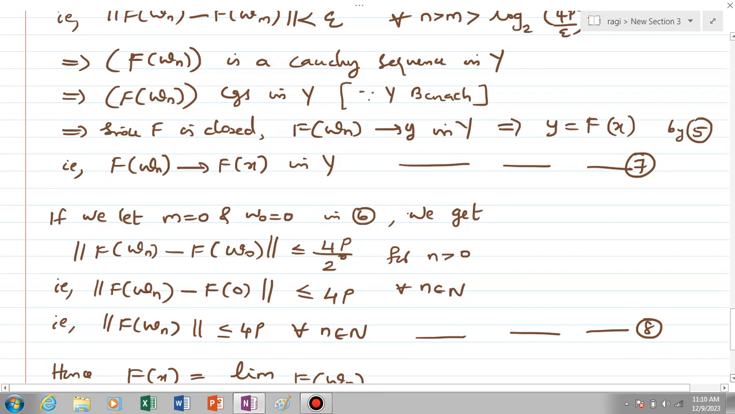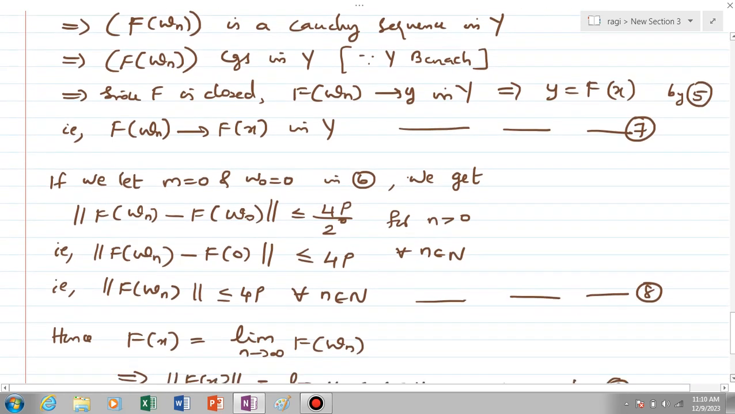Now in equation 6, if we let m equal to 0 and W0 equal to 0, we get norm of F of Wn minus F of W0 is less than or equal to 4p by 2 raised to 0. That is, norm of F of Wn minus F of 0, since W0 equals 0, is less than or equal to 4p. That is, norm of F of Wn is less than or equal to 4p for every n element of N. Let it be equation number 8.